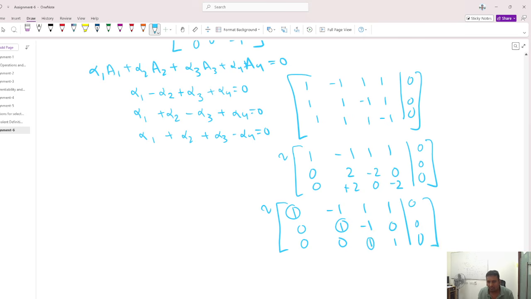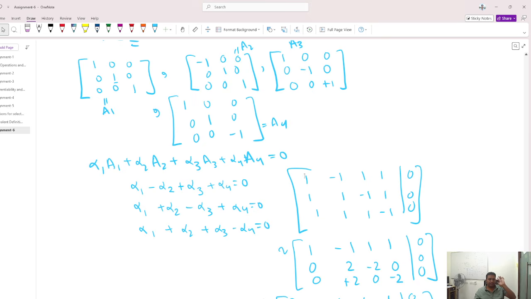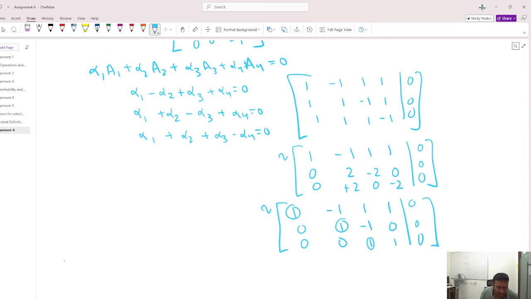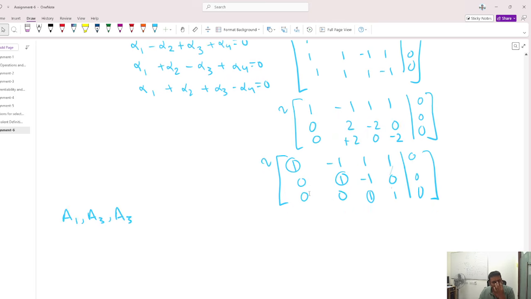Well, what you can observe from here is that not all four are linearly independent, but at least A1, A2, A3 are, right? Because if you delete this particular column, meaning it amounts to deleting the matrix A4, then you will get alpha 1 equal to alpha 2 equal to alpha 3. So these are linearly independent. So you got 3, right?